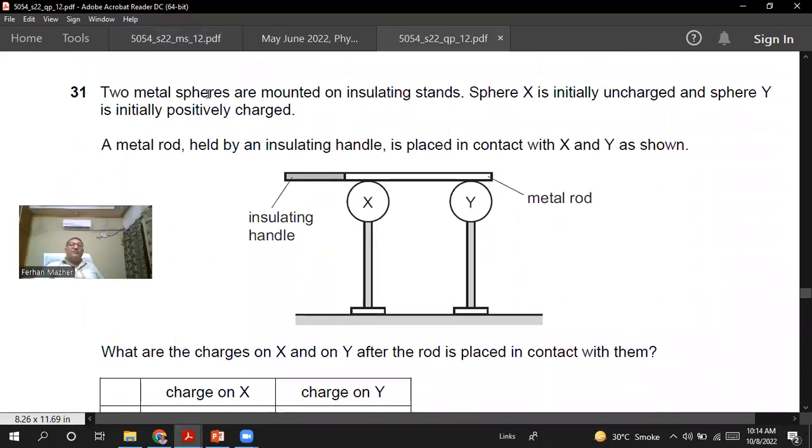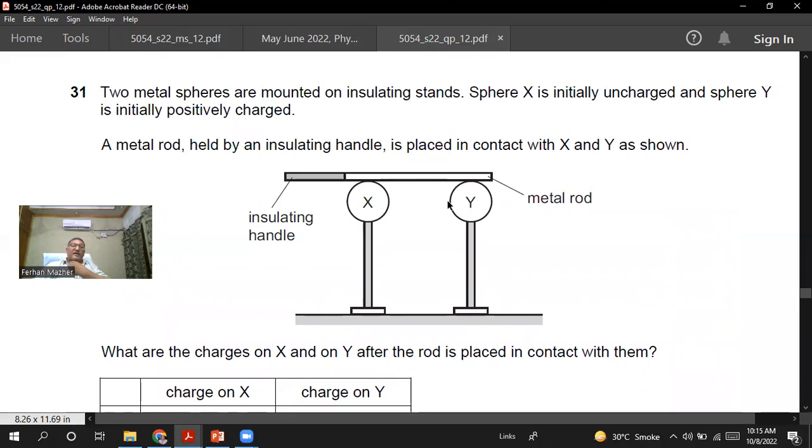Okay, the next question. Two metal spheres are mounted on insulating stands. Sphere X is initially uncharged and sphere Y is initially positively charged. So this is positively charged, this is neutral. A metal rod held from an insulating handle is placed in contact with X and Y as shown. So this is the insulating handle from where you're holding it. And this is also a conductor.